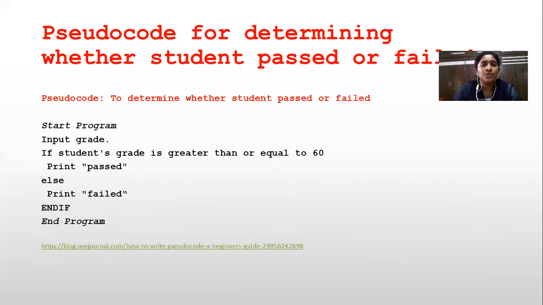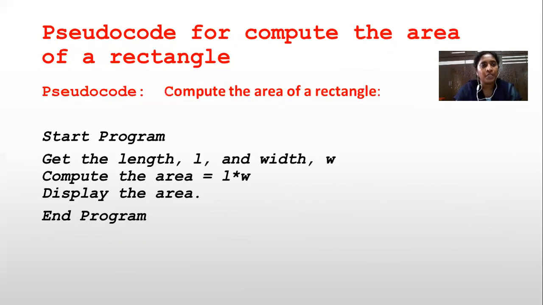To determine whether a student passed or failed, you have to start program, input grade. If the student's grade is greater than or equal to 60, print pass. Simply like general English with no syntax. But here the difference is we will use endif, start program and end program. So this is another pseudocode. Start program, end program will be there, and in the middle, get the length L and width W, compute the area, L into W, display the area.